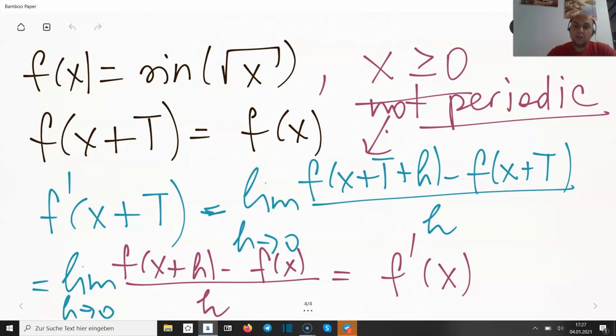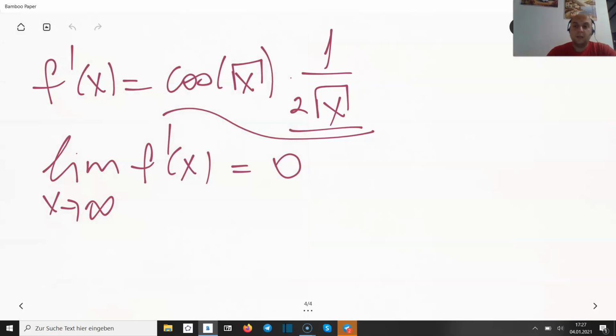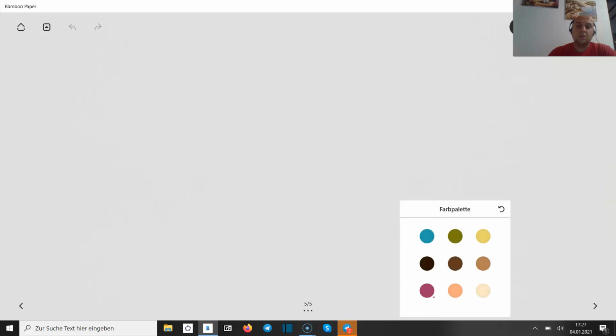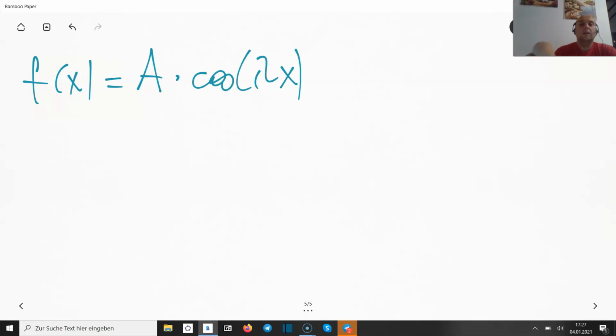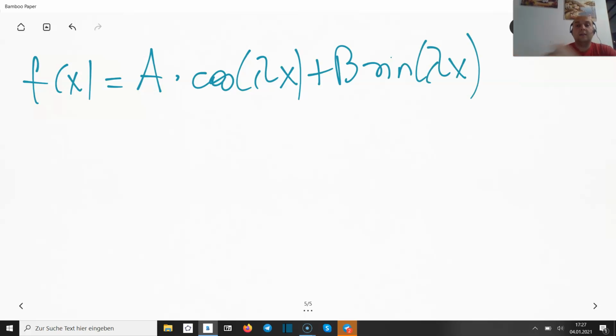If you're looking for knowledge, you'll find some more here, not only computation of given exercises. Okay, let's do one more example. Let's say we have f of x equal to a times cosine of lambda x plus b times sine of lambda x. What could we do here? Well, now we have a combination.